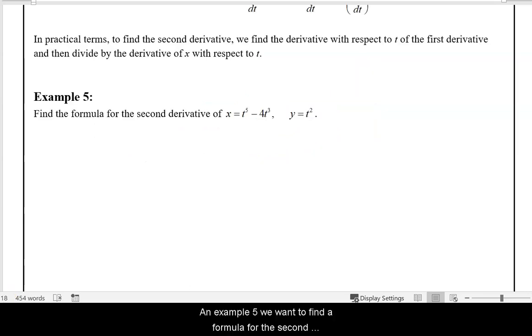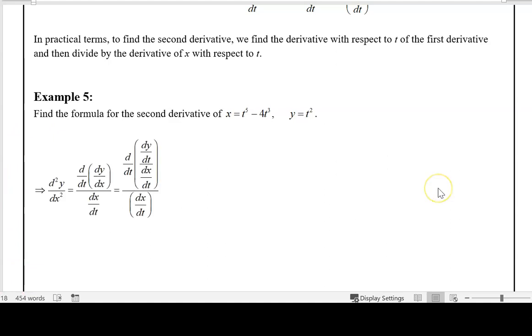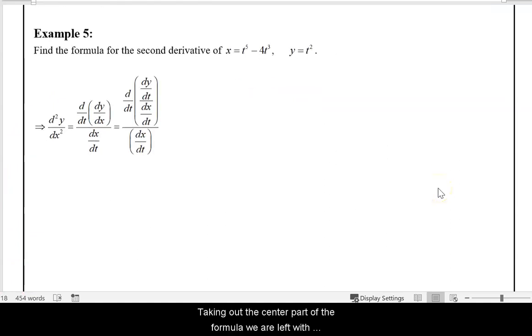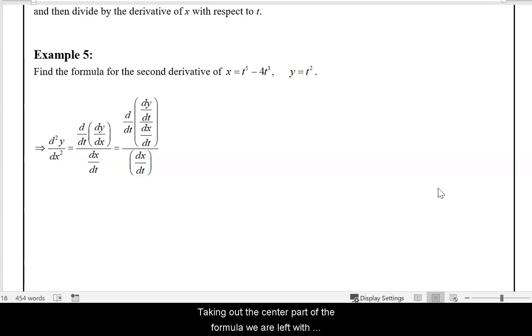In example 5, we want to find the formula for the second derivative of the parametric equation x as a function of t equal to t to the fifth minus 4t cubed, and y as a function of t equal to t squared. Let's apply the formula now. Let's rewrite the formula in simpler terms. Taking out the center part of the formula, we are left with the following.